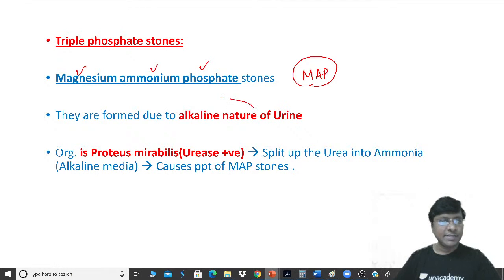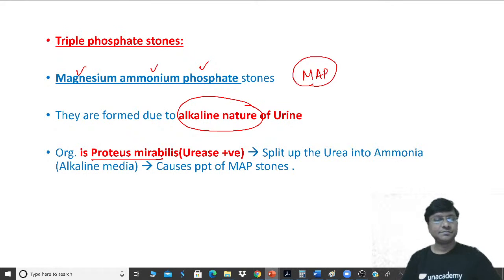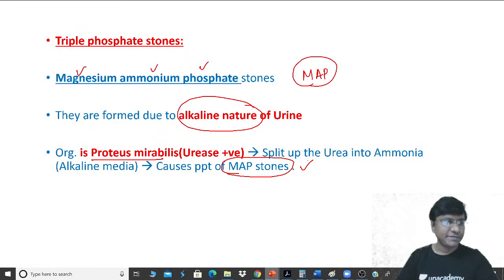And where are they formed? They are formed in the alkaline nature of the urine. And what is the organism responsible? It is your Proteus mirabilis, right? This Proteus mirabilis is the one which will cause the precipitation of magnesium ammonium phosphate stones.